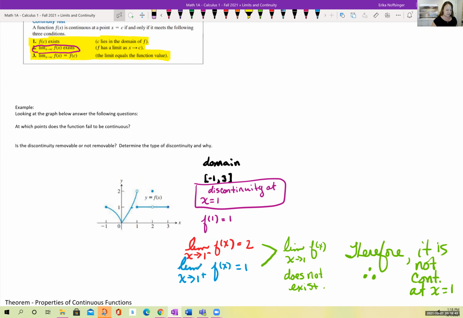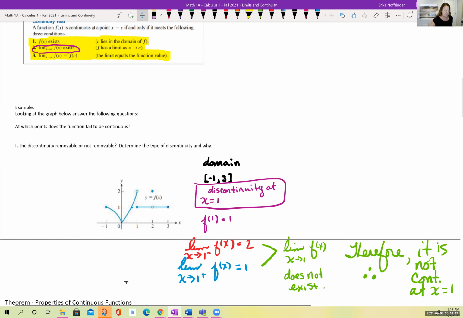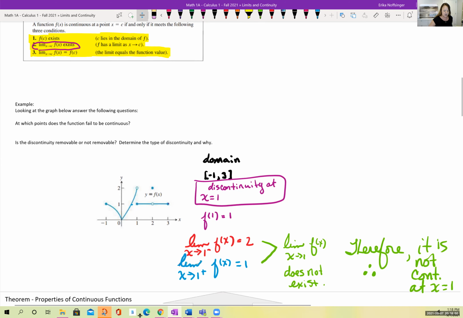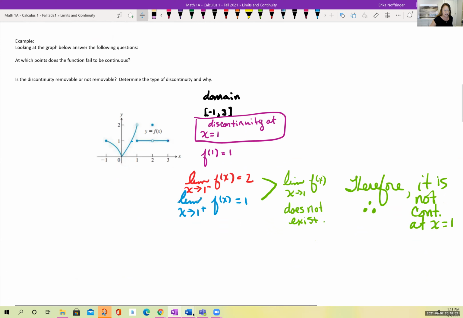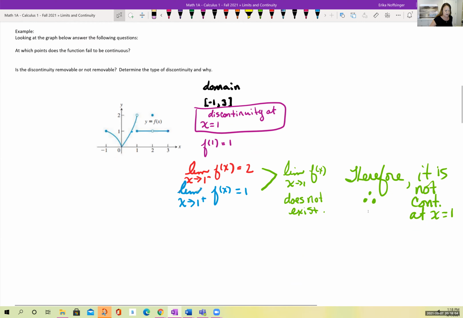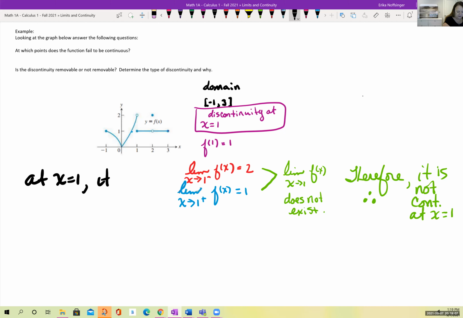So I can see also, right, and we talked about it, you can determine that that's a jump discontinuity. And so there's no value I can plug in there that would work. And so this one is a jump at x equals 1, is a jump discontinuity.